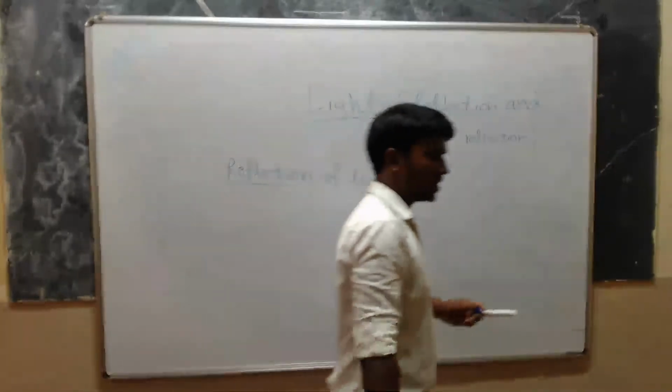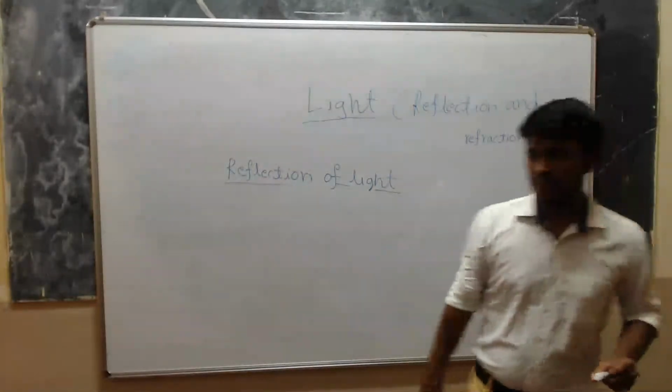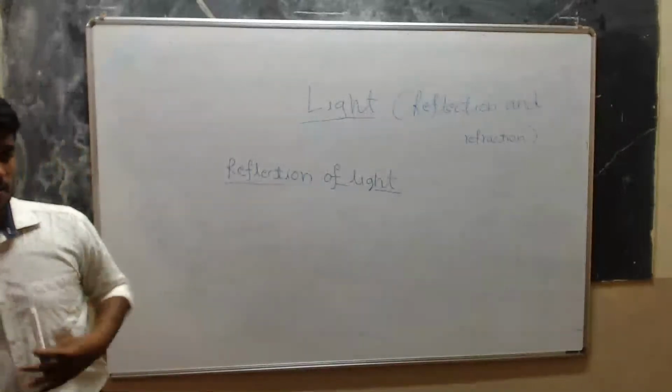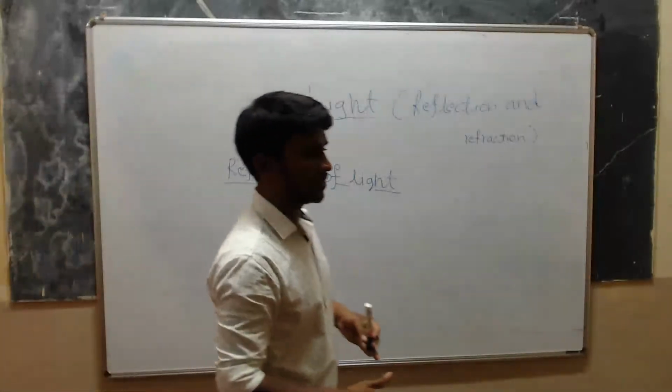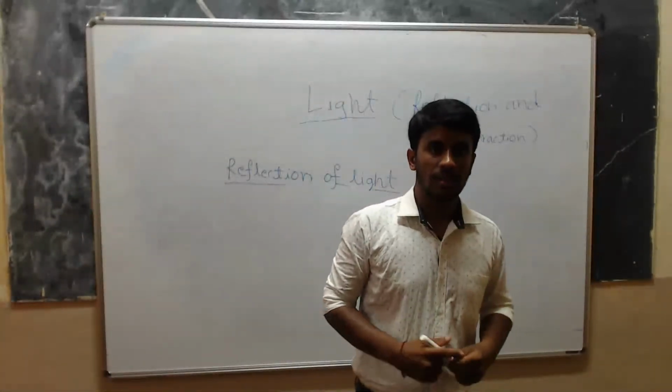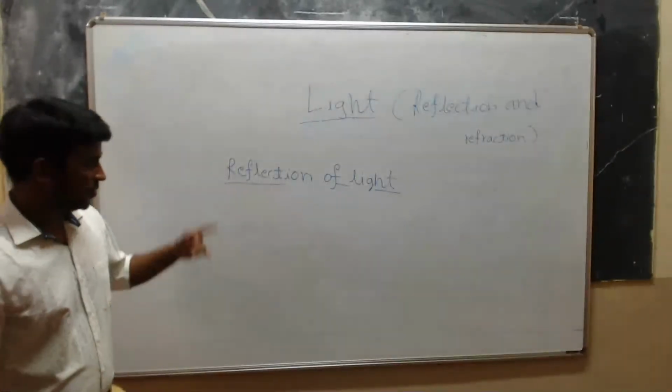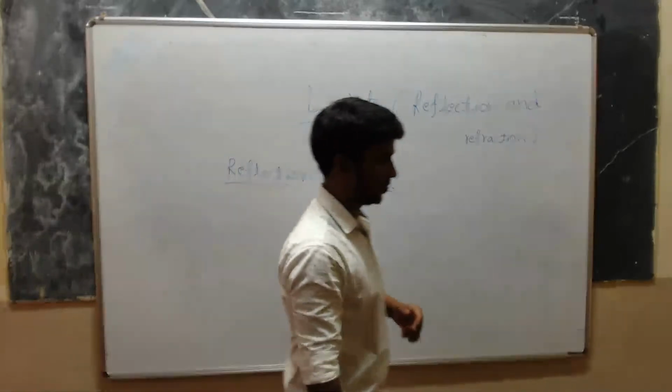What makes things visible? Because of light, we can see things. Here, I can see your face and you can see my face. What action takes place here? Yes, that is because of reflection of light. We can see things because of reflection of light.